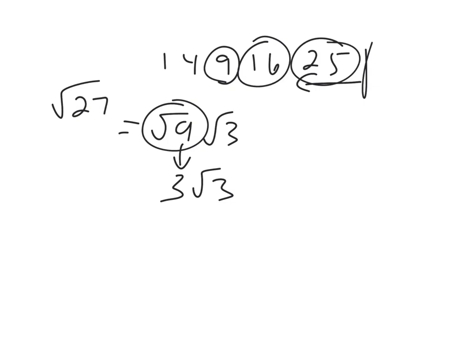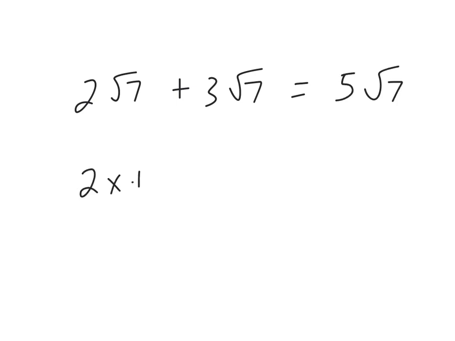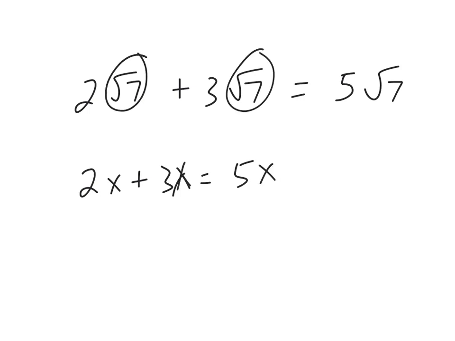All right. So now the idea behind this is sometimes we can add radicals together or subtract them, but only if they're the same. So if I had 2 radical 7 plus 3 radical 7, what would that be? Well, that'd be 5 radical 7. Just like if we had 2x plus 3x, we'd call that 5x, right? It's the same idea. We can treat this the same way.